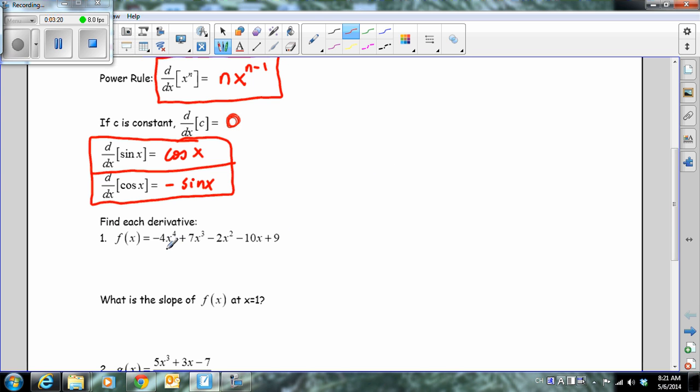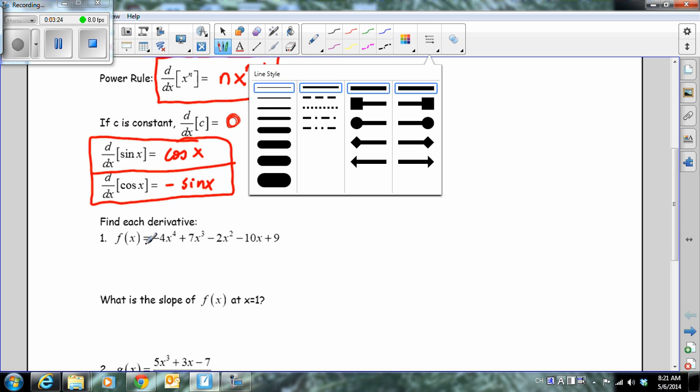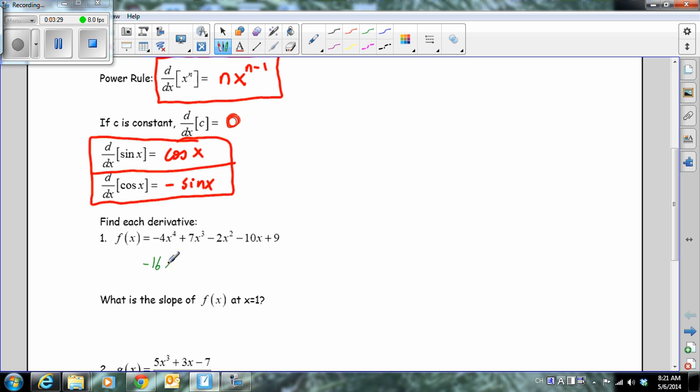Alright. Find each derivative. For the first one, to find that derivative, the first thing I would do is apply my power rule. Negative 4, the 4 will move to the front to give me negative 16x to the power of 3, plus 7 times 3 is 21x, this was cubed, so this turns into a 2. The 2 moves to the front, negative 4x, minus 10 plus 0 because the derivative of 9 will be 0, and that will be f prime of x.